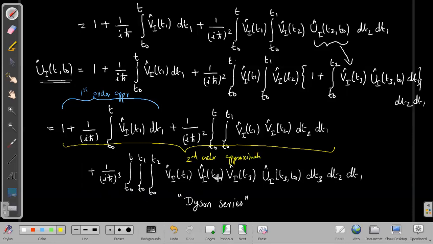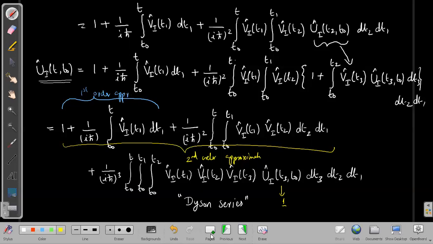Okay, now here we have no third order approximation term, because in order to get a third order approximation term, I have to approximate this U_I(t3, t0) approximately as 1. If you approximate this as 1, then we'll get the third order approximation. And if you want a fourth order approximation, you have to expand this U_I(t3, t0) in a series again, and we'll get the fourth order approximation and so on. So we can get the higher order approximation if you want. So this is the approximation that we are going to use.